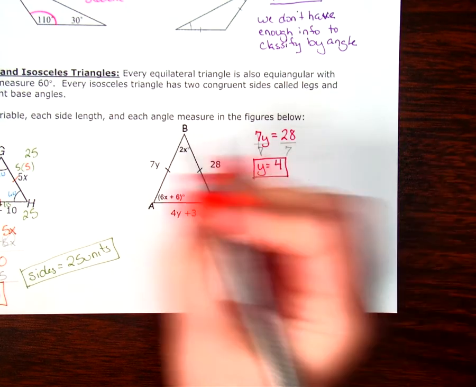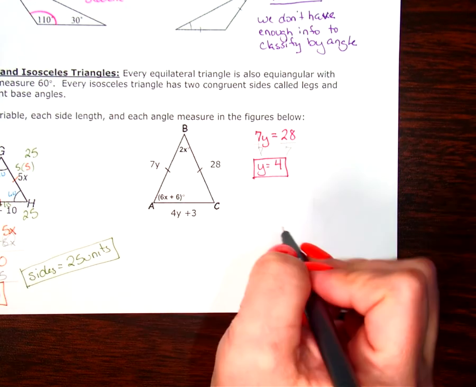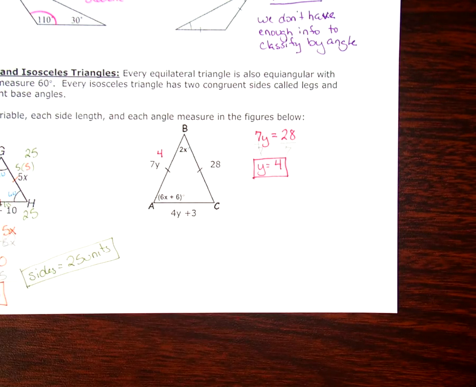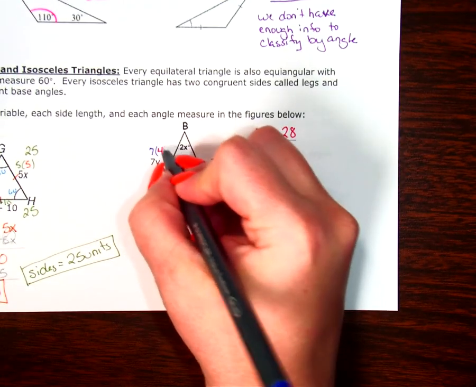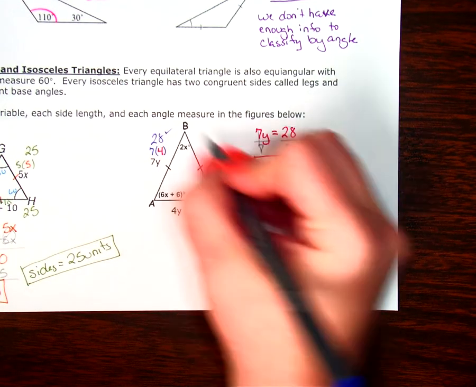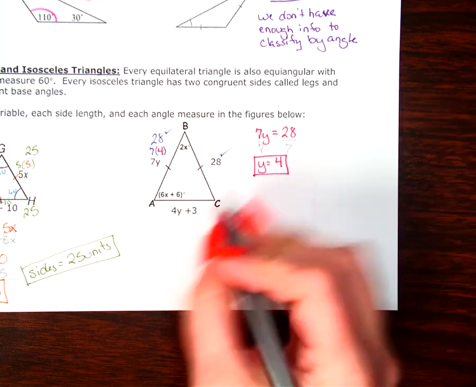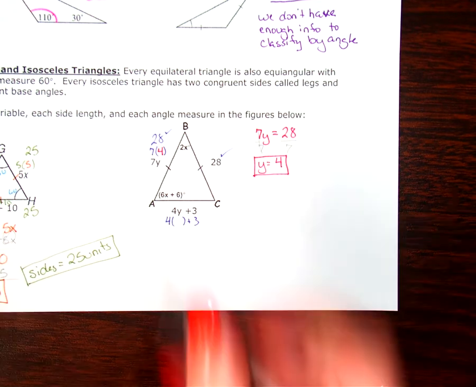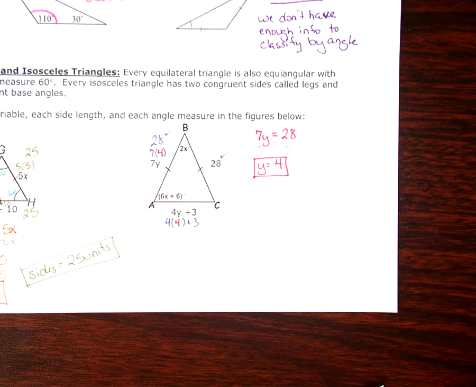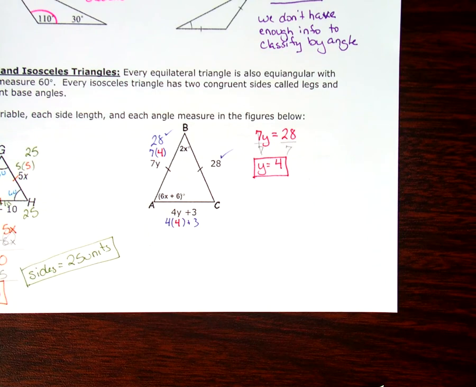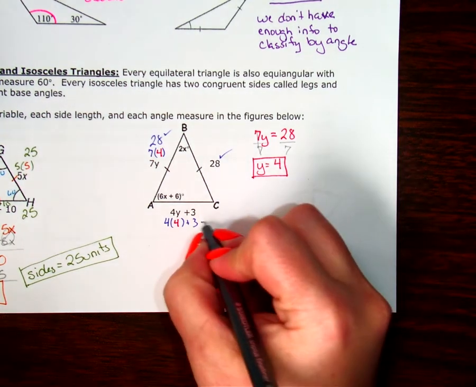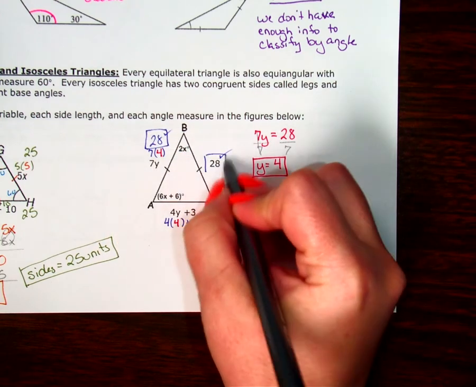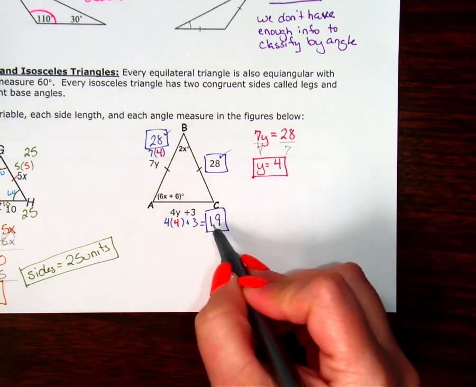So I found one variable. I also have my x's. I could have found those first. I just gravitated to finding my sides first. So when I put a 4 in here, 7 times 4, this side is 28, which makes sense because that side's 28. And my bottom down here is 4 times y plus 3, where y was 4. 4 times 4 is 16, and 16 plus 3 is 19. So my sides are 28, 28, and 19.